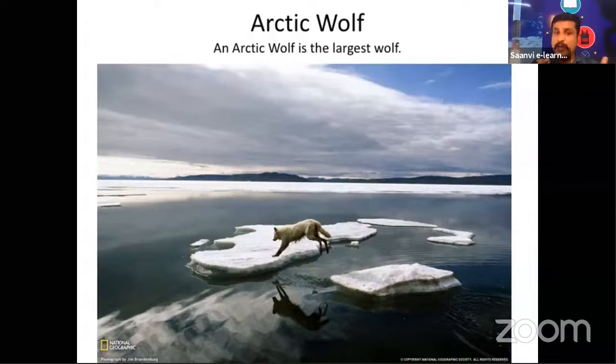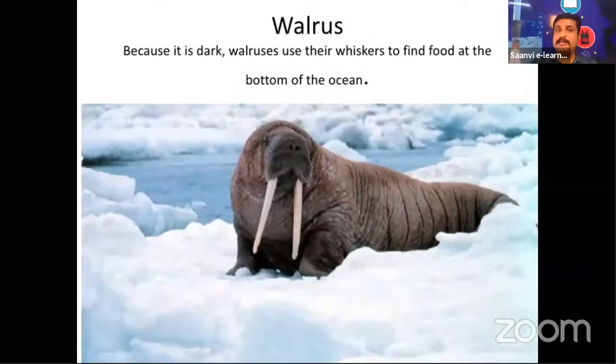Ice blocks float on the water. Even in winter, this pool also we won't see because it's frozen. Okay, so next is walrus, one another. Because it is dark, walrus use their whiskers to find food at the bottom of the ocean. It digs with those two teeth you can see in front of that. Am I right? Yes, under the ice somewhere you have water. In that water, some sort of fishes you can see.